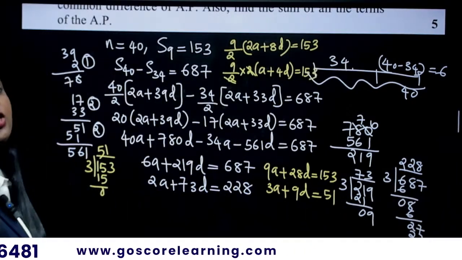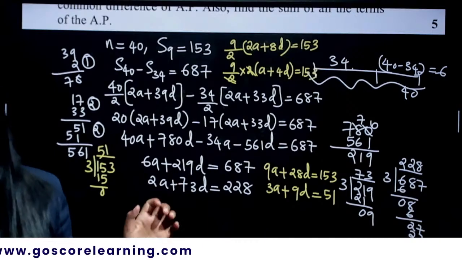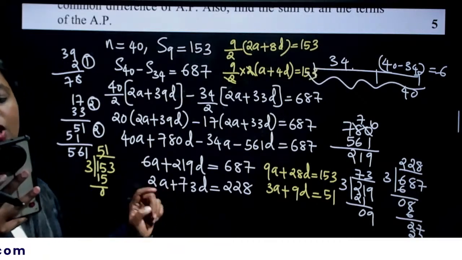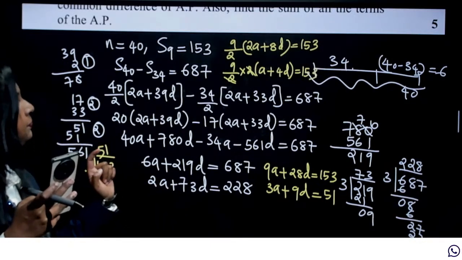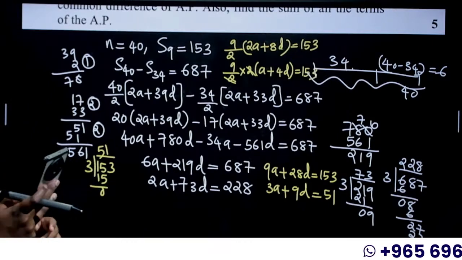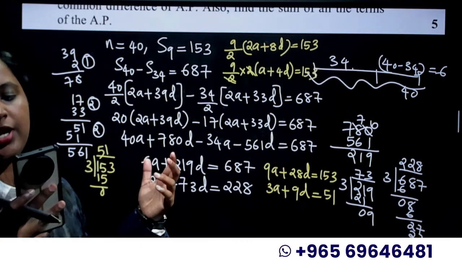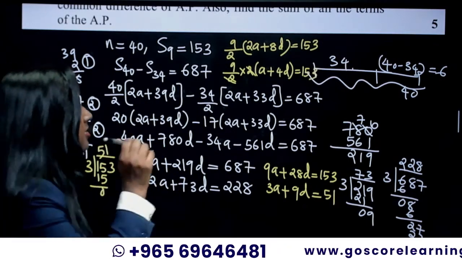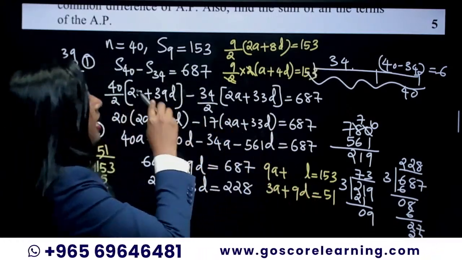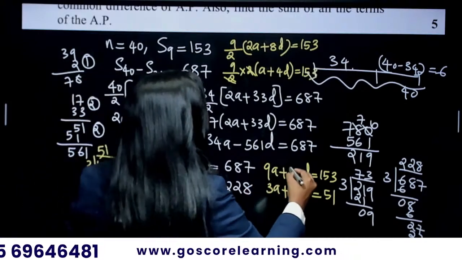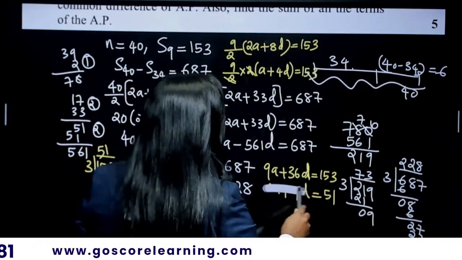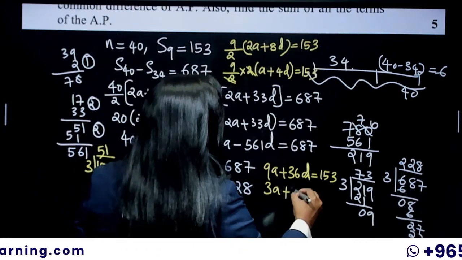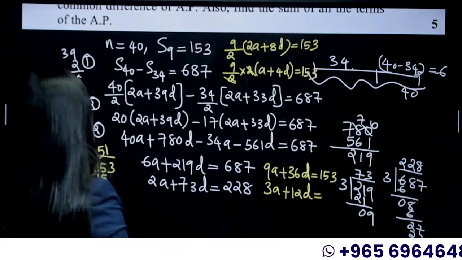Okay, so we got two equations. Can we solve them to get the correct answer? Yes, we can. So we got two equations: 6a plus 219d is equal to 687, and the second equation as 9a plus 4d is equal to, sorry, I made a mistake here. It was 9a plus 9 into 4, 36. So when you divide this throughout by 3, 3a plus 12d is going to be 51.